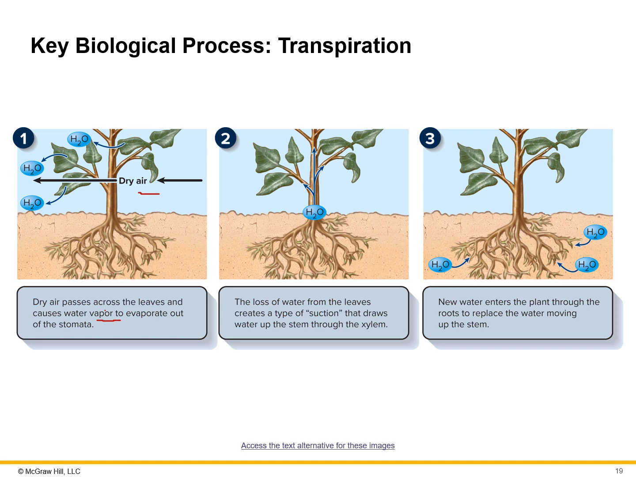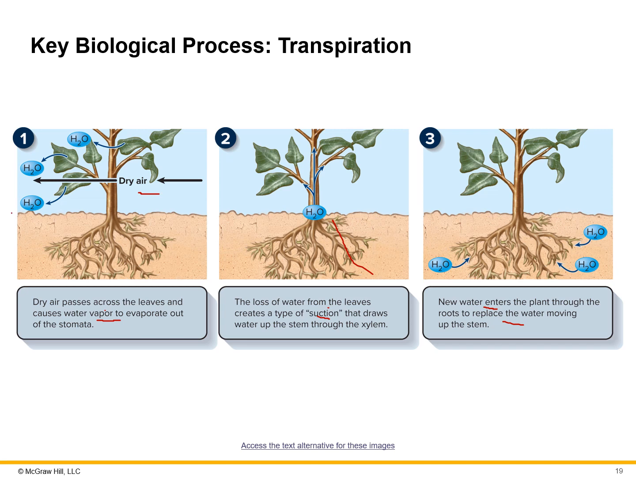So it's pulling it from where there's a lot of water in the leaves to where there's less water, so in the air. So that loss of water from the leaves essentially acts as a suction and draws water up from the roots. So now newer water is going to enter the plant through those roots to replace the water that was lost by the stem.